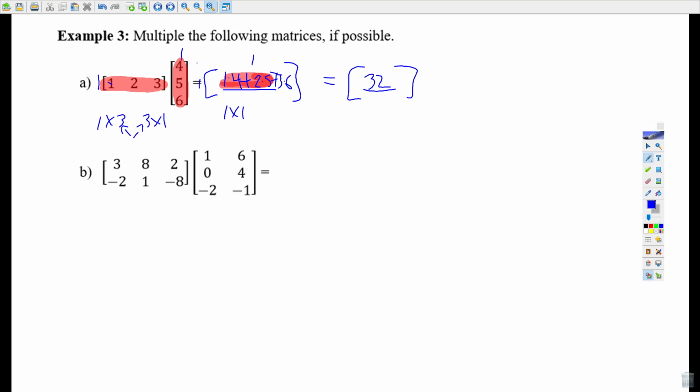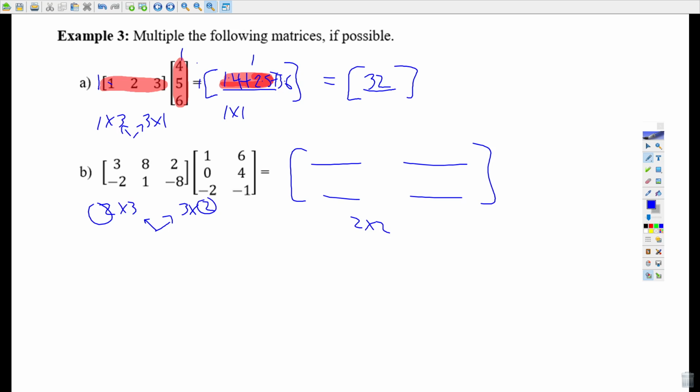That's it. B, we have a 2 by 3 and a 3 by 2. These are the same, so we're going to get a 2 by 2. Remember, the outside numbers tell you what we're going to get out, so we can multiply these together. First blank spot, this one here. Again, I like to label these. We have 2 rows, we have 2 columns. This also has 2 rows. This one has 2 columns.